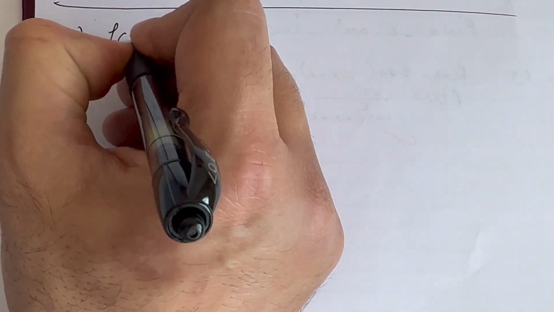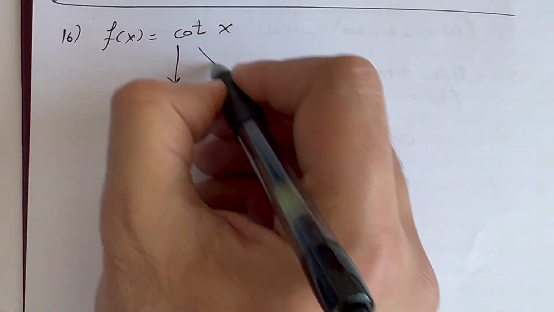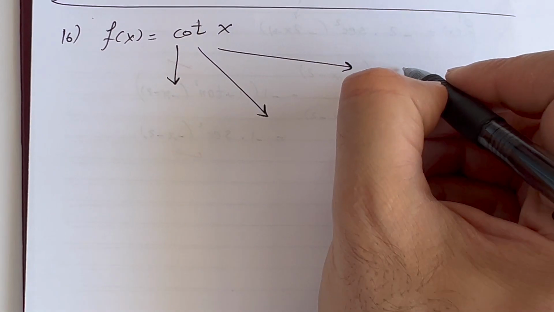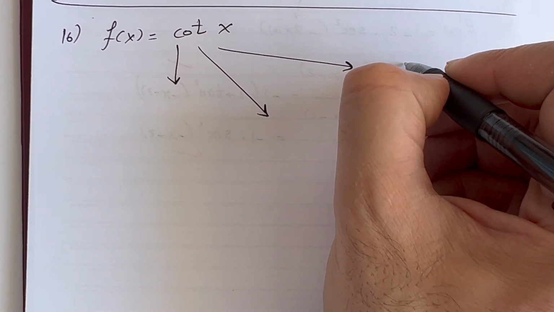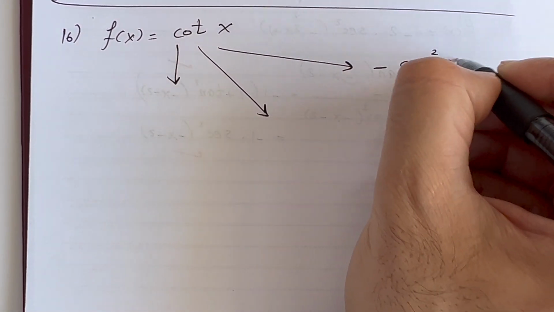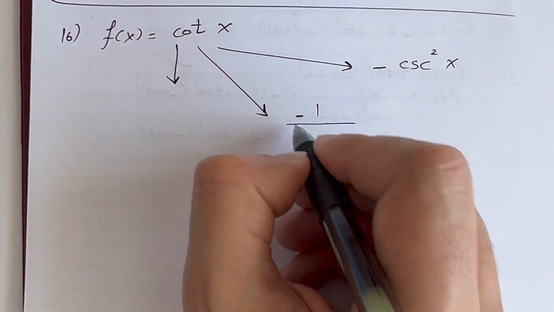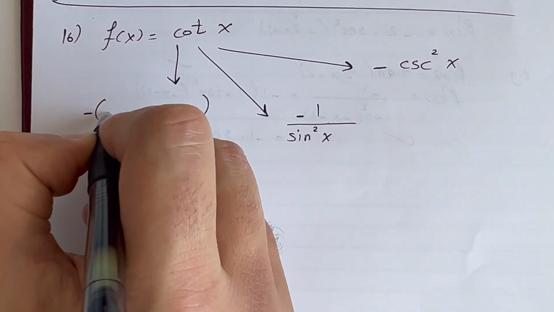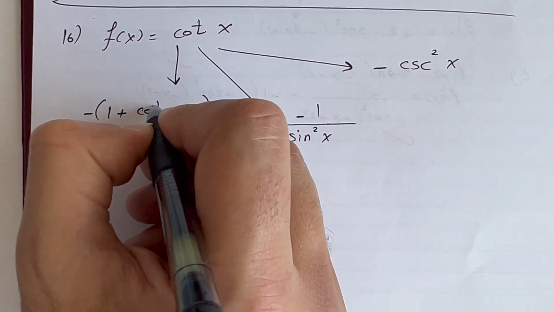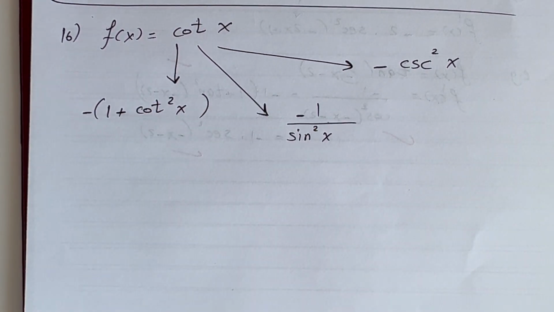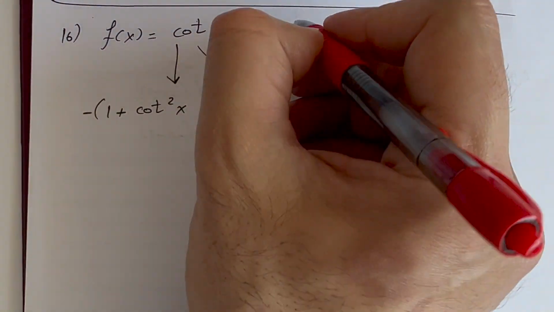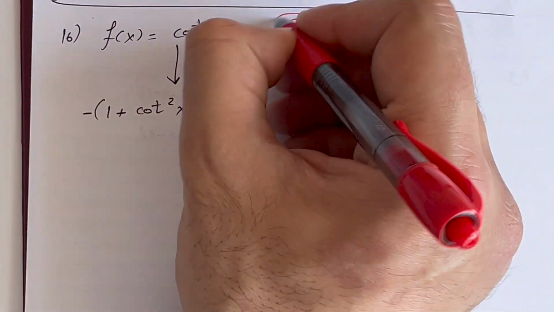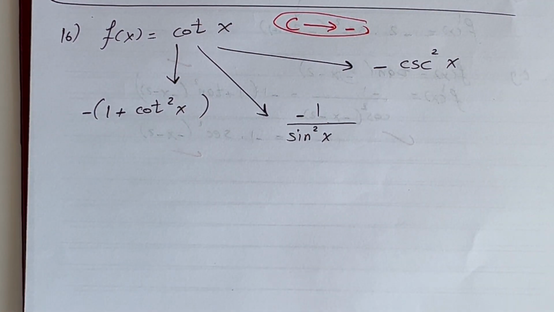Now rule number 16. What is the derivative of cotan x? Again, it has three rules. Either you do negative cosec squared x, or you do negative 1 over sine squared x, or you do negative (1 plus cotan squared x). Remember, because cotan starts with c, c in derivative will end up with negative. So the answer is negative.